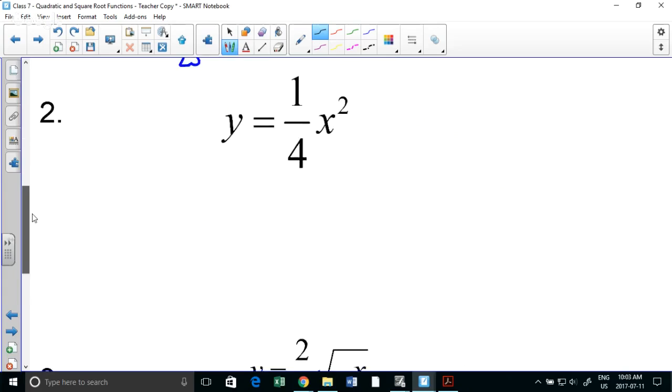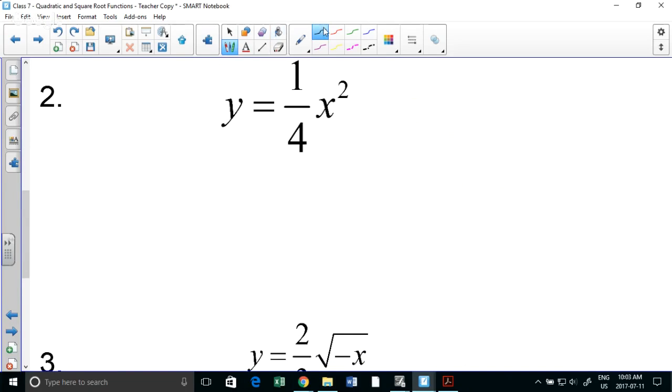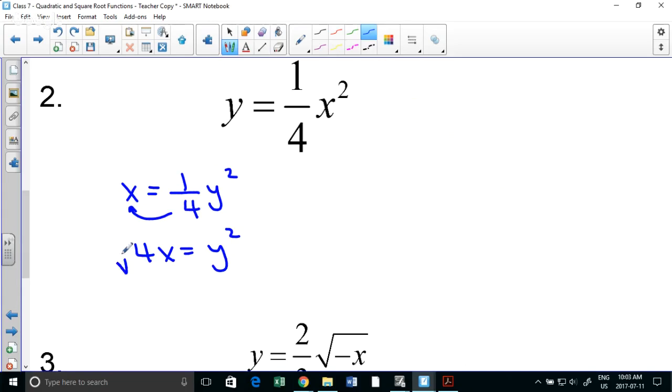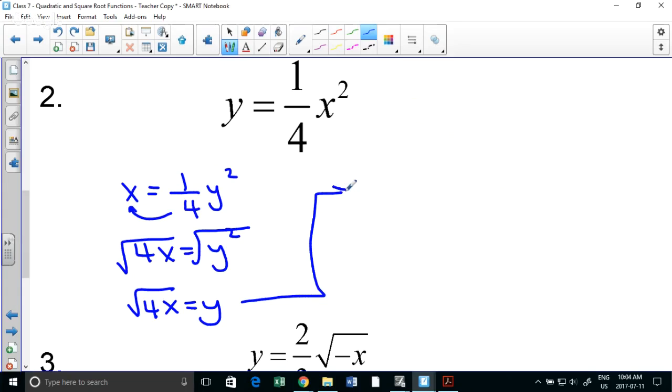So we'll do one more. Here, I'm going to switch the x and the y. So I get x equals 1/4 y squared. First, I'm going to bring this up to give me 4x equals y squared. Square rooting gives me the square root of 4x, which is equal to y. But we know we can pull that 4 out. So the 4 comes out as a 2, and I'm left with the root of x equals y. And these two are inverses.